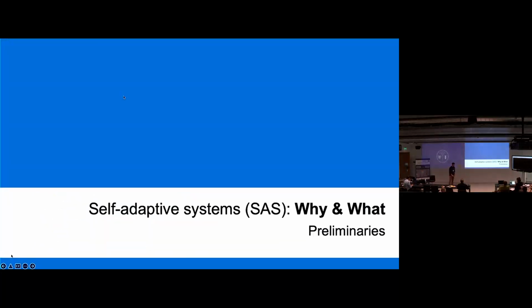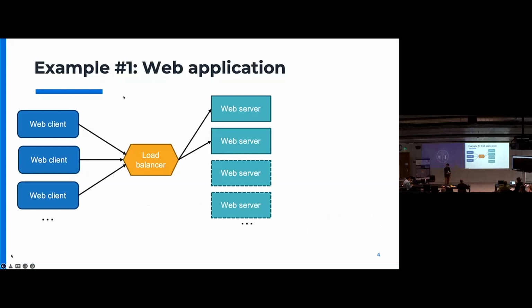So why and what? Preliminaries. This is an example of an adaptive system that we typically use in our papers, in our research. It is a classic example of a web-based system that has several tiers. That is the web tier. You can also imagine an application tier and database tier that I didn't depict in the picture. It accepts user requests from web clients that come to the system through a load balancer. A very classic website, for instance.